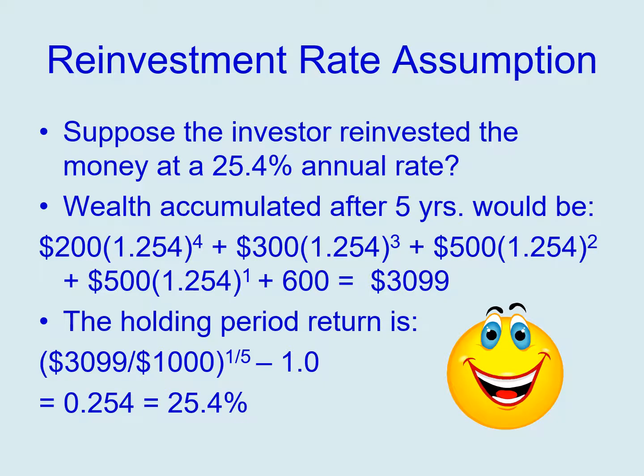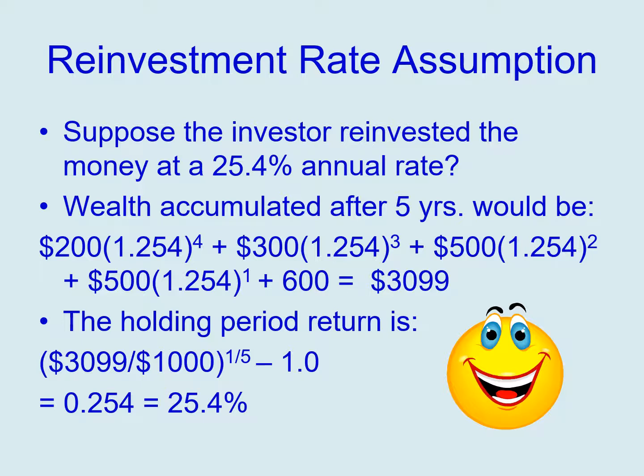Well, what happened was, in order to get the 25.4%, you have to reinvest the cash flows each year that you receive at 25.4%. If you do that, then by the end of the life of the project, you will have earned a 25.4% return. So that's what we're talking about when we talk about the reinvestment rate assumption. The IRR is assuming that you are reinvesting at the IRR in order to get that IRR on the project.